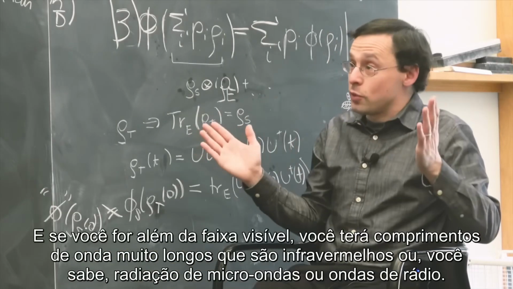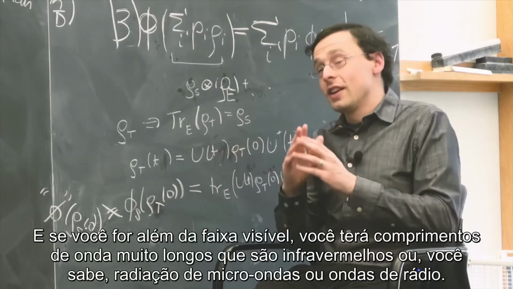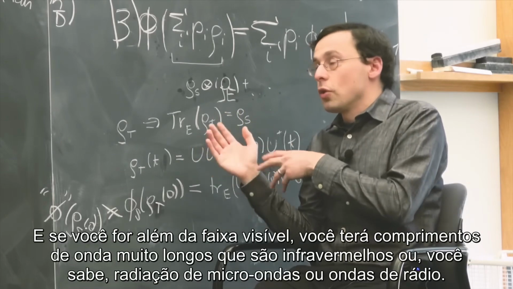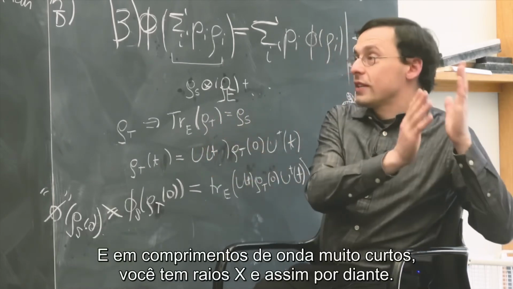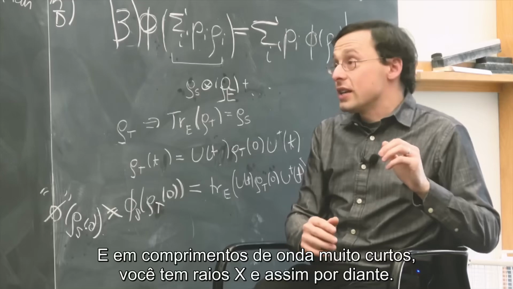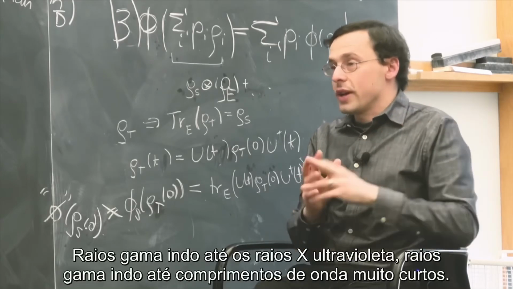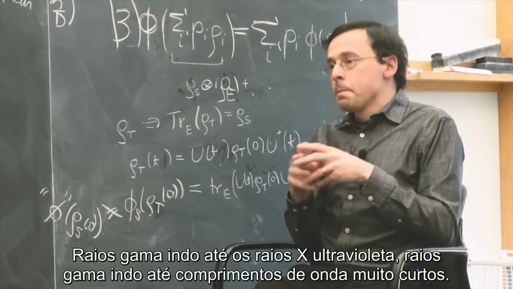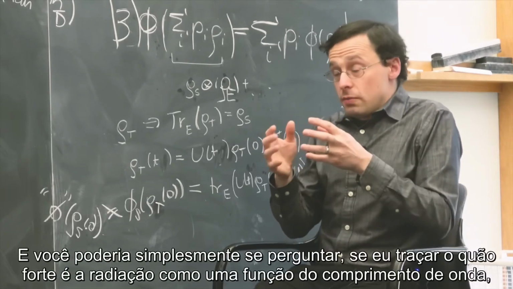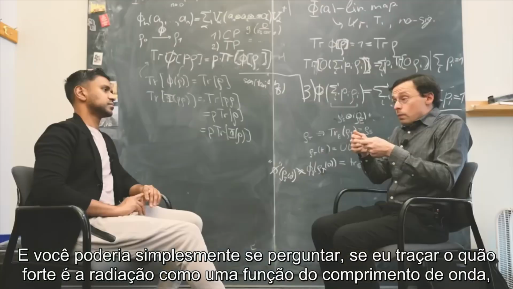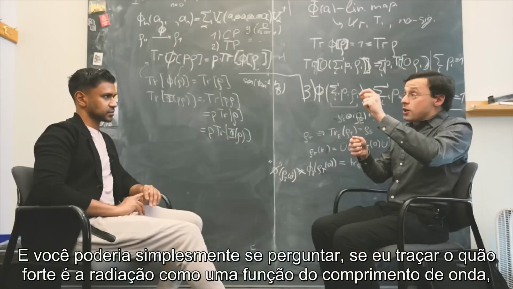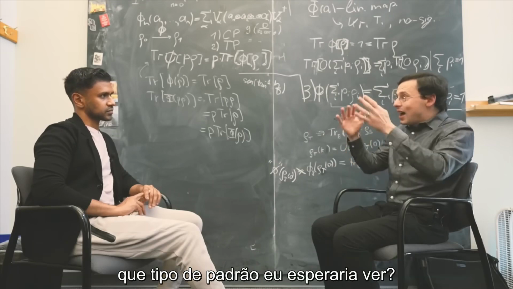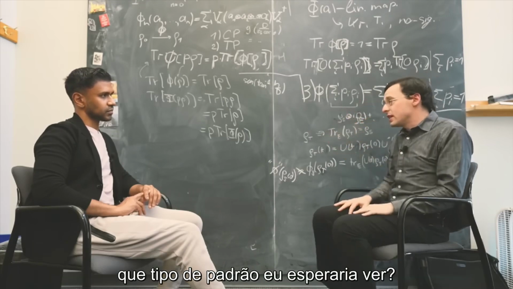And if you go outside the visible range, you have very long wavelengths that are infrared, or microwave radiation or radio waves. And at the very short wavelengths, you've got ultraviolet, X-rays, gamma rays going all the way out to very short wavelengths. And you could just ask yourself, if I plot how strong the radiation is as a function of wavelength, what kind of pattern would I expect to see?